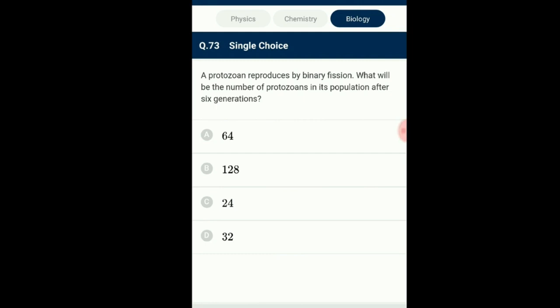Binary fission is a type of asexual mode of reproduction where the cell divides into two new individual daughter cells. It is the most common form of reproduction observed in bacterial groups and also some unicellular eukaryotes like amoeba and paramecium, which are types of protozoans. If a protozoan cell reproduces by binary fission, then after 6 generations there will be 64 cells, as each cell produces 2 new cells. It can be calculated using the formula 2^n, where n represents the number of generations. 2^6 equals 64. So the answer for this question is option A, 64.